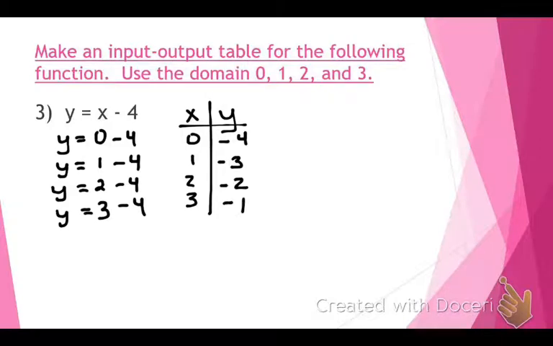Negative 1. Now, do you guys see over here any kind of a pattern? What am I doing each time? I'm adding 1, okay? So what would the next number be? It would have been a 0 if I had kept going, okay? Any questions on how to do that?